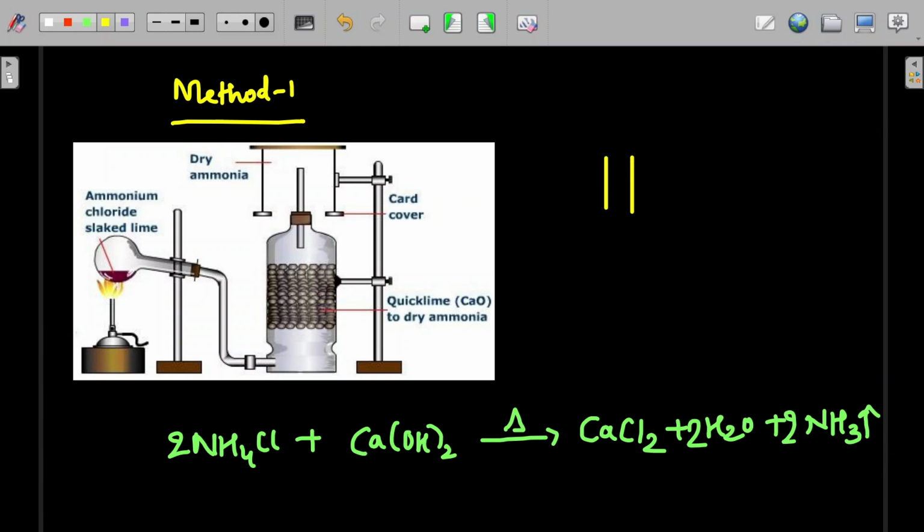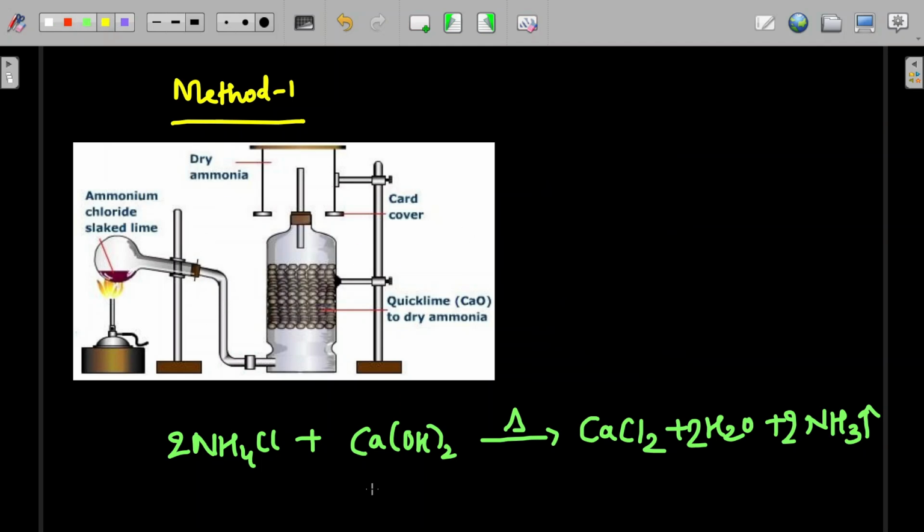If we keep the RB flask straight, some of the water may condense at the cooler parts, that is the neck of the RB flask, and it may trickle back into the hot flask and break it. So to avoid that, as a precaution, we keep the RB flask in a slanting position. When it forms water droplets, they will fall back here and not go back into the RB flask. That is the reason.